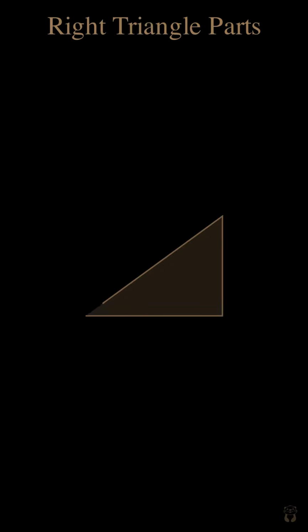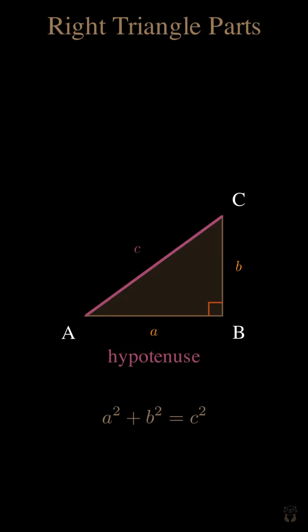Here's our right triangle ABC. The sides are labeled A, B, and C. Sides A and B are called the legs of the triangle. They form the right angle. Side C is called the hypotenuse. It's the longest side, opposite to the right angle. The Pythagorean theorem states a squared plus b squared equals c squared.